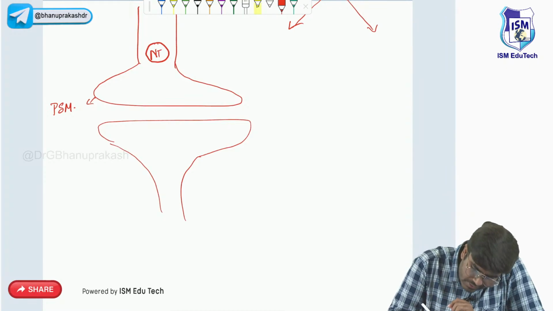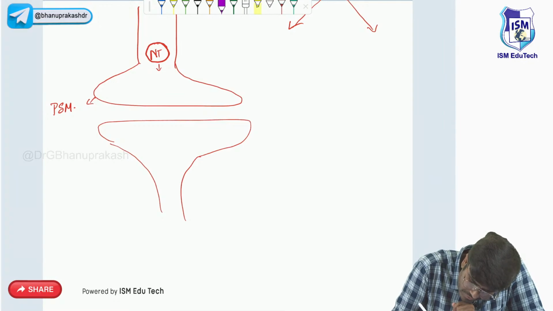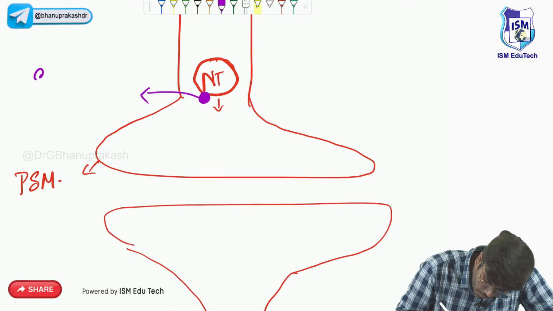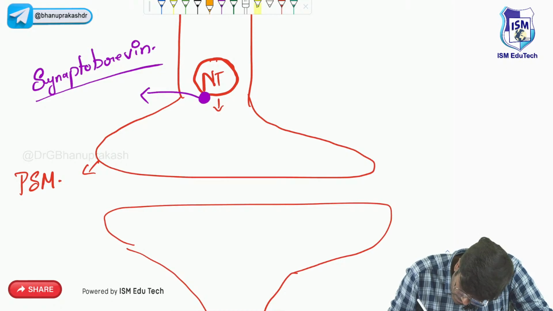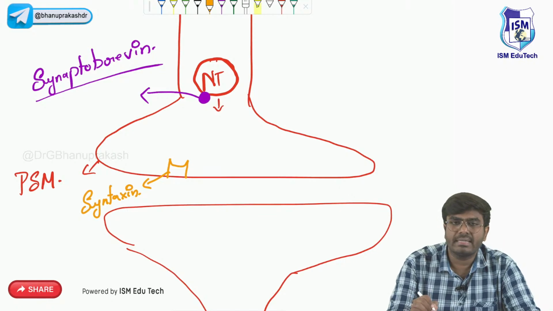Now this is the vesicle, right? Now on the surface of this vesicle, there are SNARE proteins present. What is this SNARE protein called? Very, very important. You should know this for your entire life. This SNARE protein is called synaptobrevin. And there is one more protein present in the presynaptic membrane. This protein is called syntaxin. Okay, synaptobrevin and syntaxin.